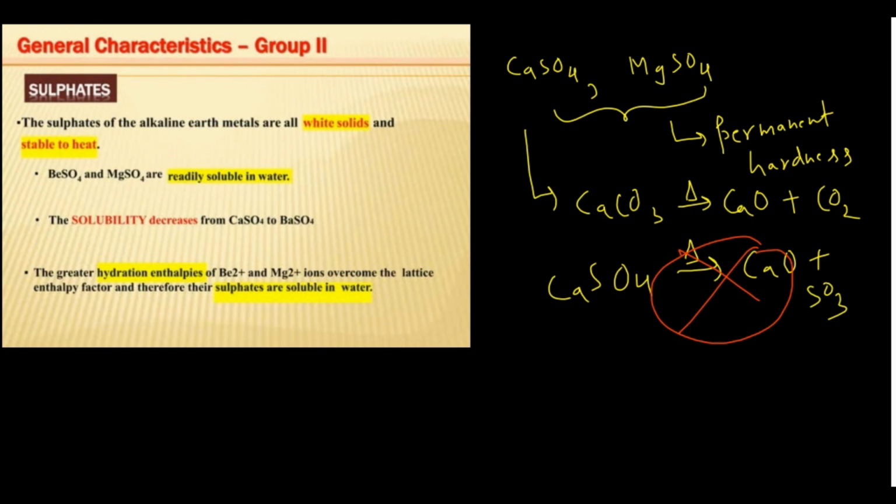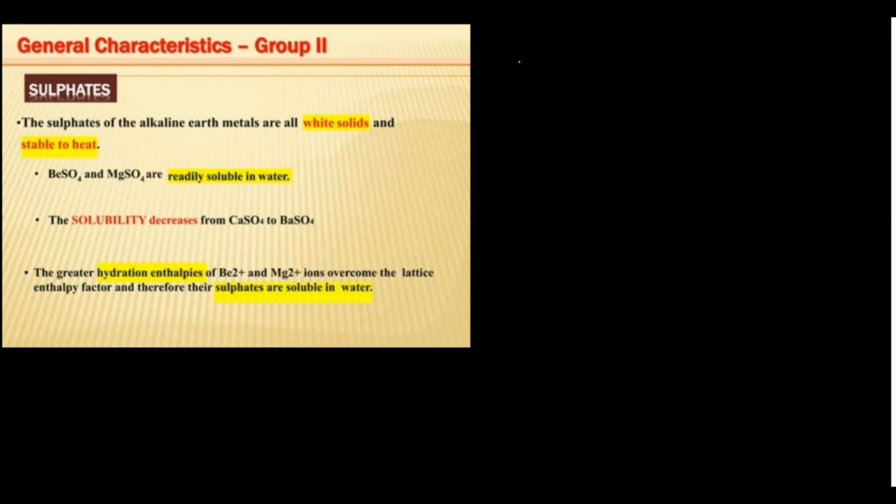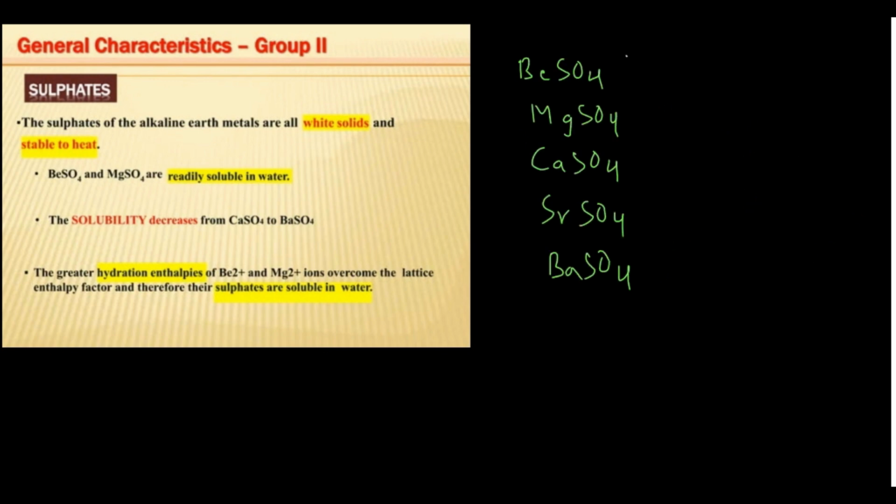And now the next thing, say for example, the sulfates of the alkaline earth metals are all white solids. You can check, the calcium sulfate is white, and your magnesium sulfate is also white, and they are also stable to heat. That means they are thermally stable. Say for example, you have your beryllium sulfate, and the important thing about them is that the first two are water soluble, but as you move down the group, the solubility actually decreases.